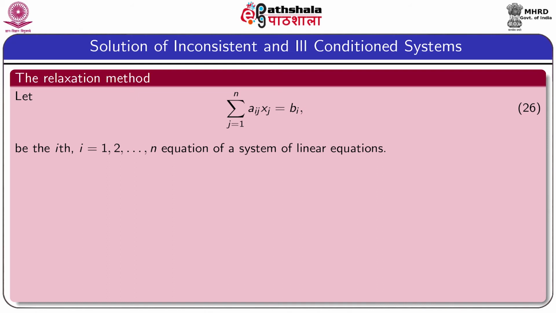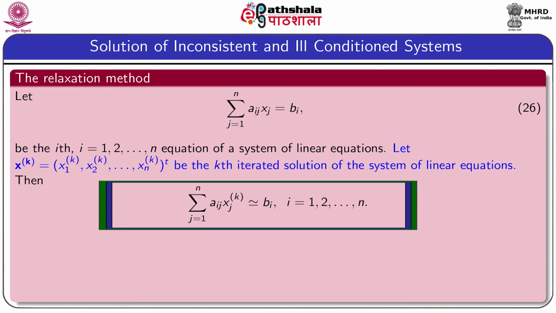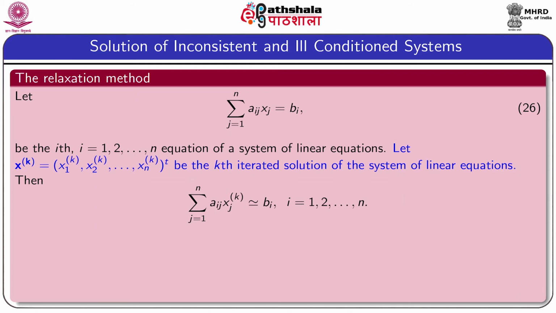Now we describe the relaxation method to solve an ill conditioned system of equations. Let summation over j equal to 1 to n aij xj equal to bi be the ith equation of the given system of linear equations, and let the vector xk, equal to x1k, x2k up to xnk transpose, be the kth iterated solution of the above system. Then summation over j equal to 1 to n aij xjk is approximately equal to bi for all i equal to 1 to n.